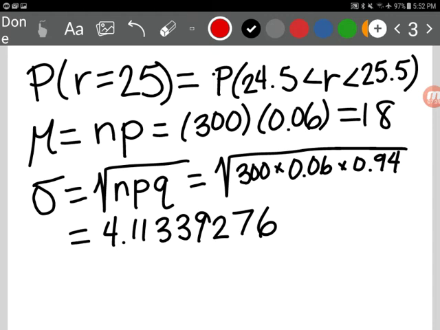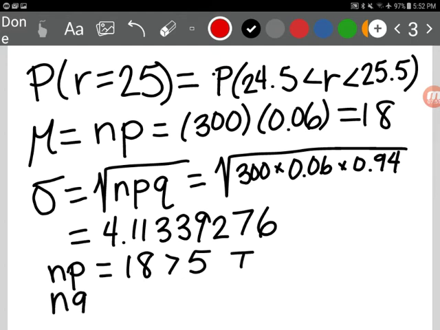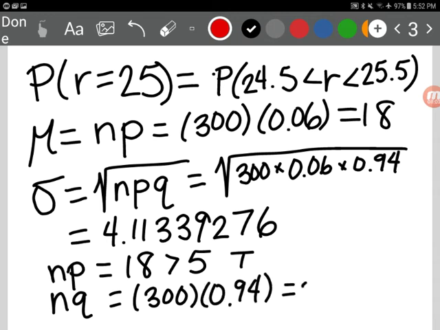But I already know it's true. But we have NP, which equaled 18, and we know that's greater than 5. That is a true statement. And then you take your N times your Q. So we know N was 300 times 0.94, and that's equal to 282. And that's also greater than 5. And that's a true statement too.